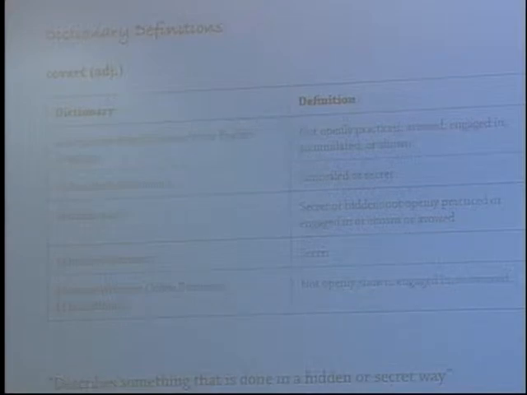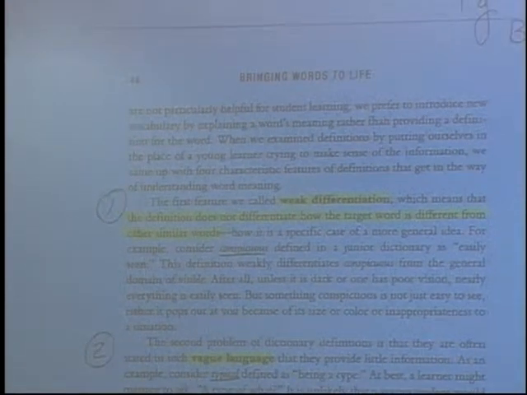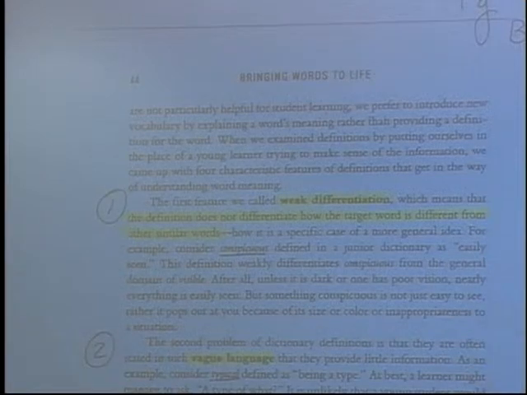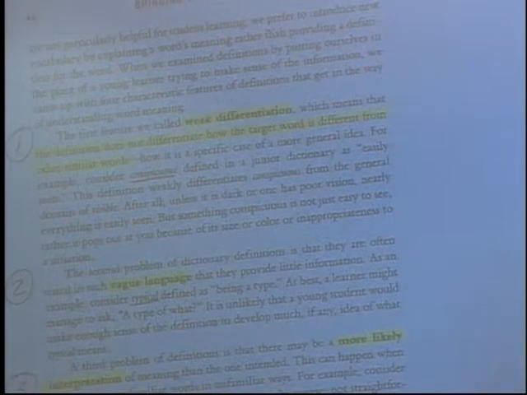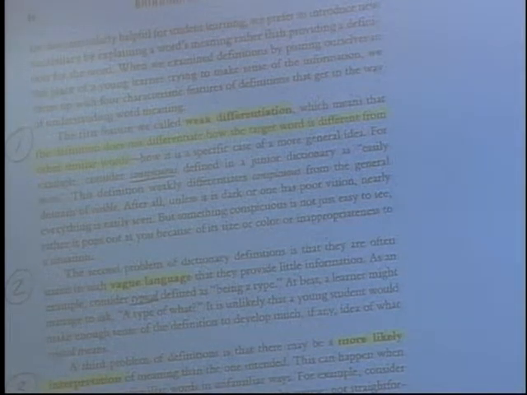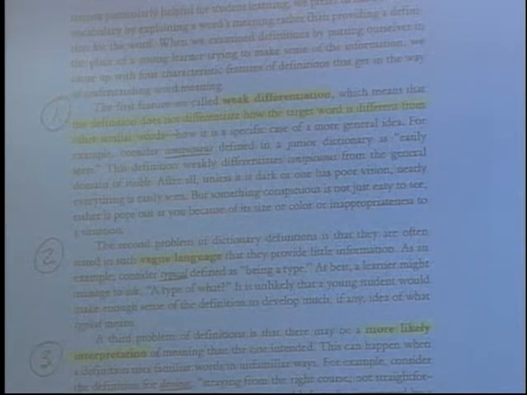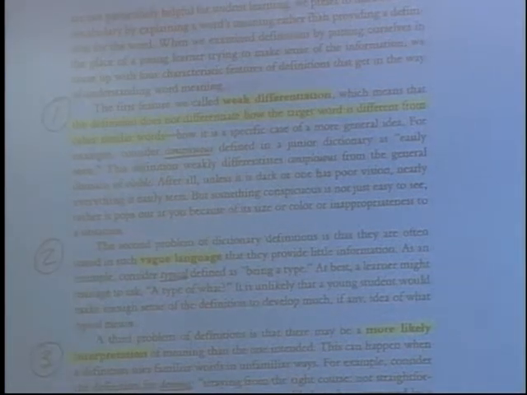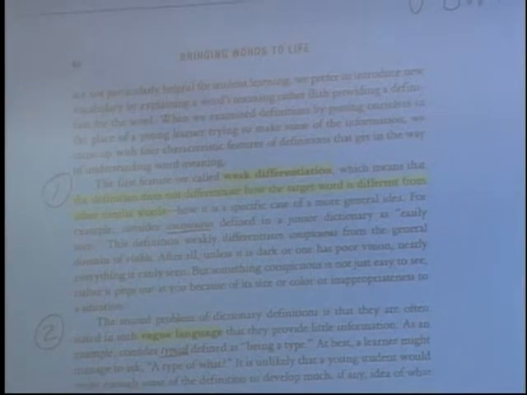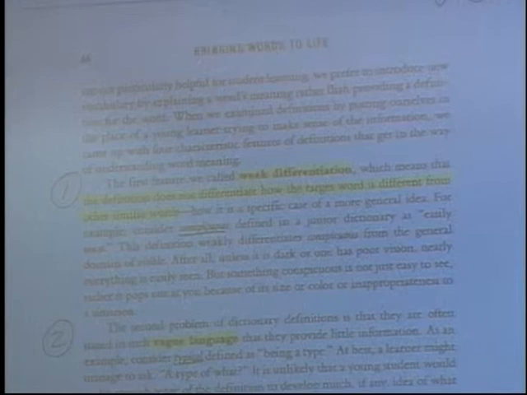Okay? So let me direct you. This is page 44 of Isabel Beck's book, Bringing Words to Life. And I pulled this out and highlighted a few things that I'd like to go over with you here. Isabel Beck and her co-authors looked at dictionary definitions and how they can be confusing. And they identified 4 features that can detract from understanding the meaning of a word. And this is really interesting. Here are the 4 features that they have identified.